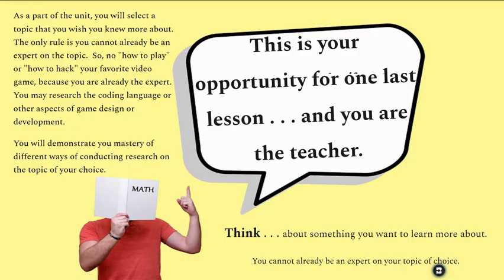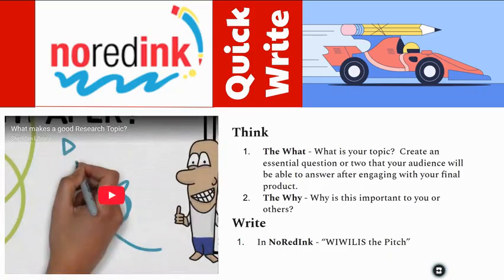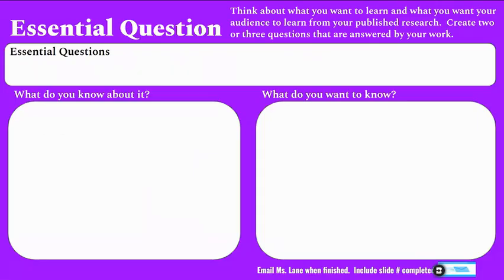Think about something you want to learn more about. And then you're going to brainstorm. So you're going to list 10 things you love to do, 10 things that you're good at, 10 things that you love to learn, and 10 things that you wonder about. And then you're going to watch the video on how to make a pitch. And in NoRedInk, you're going to do a quick write that will include a response to the following. The what? What is your topic? Create an essential question or two that your audience will be able to answer after engaging with your final product. And the why. Why is this important to you or others? And then, of course, you're going to write that.